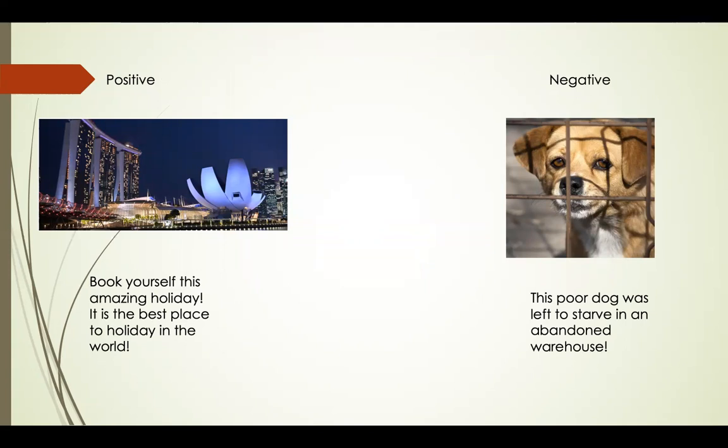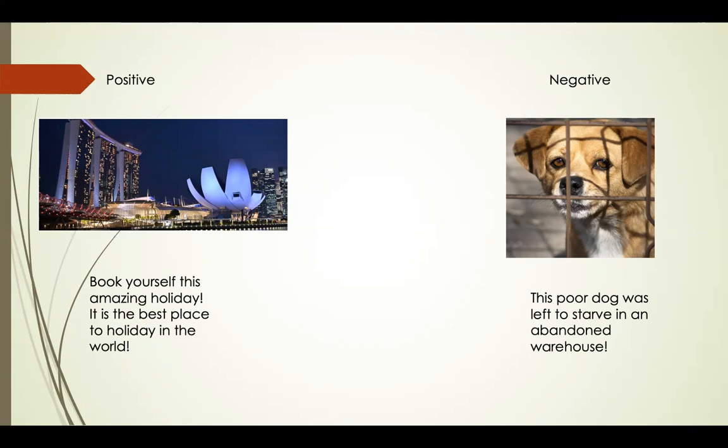So as you can see from the image, does anyone know where this image is from? If you have any good guesses, leave them in the comment section below. So below the image, it reads, "Book yourself this amazing holiday. It is the best place to holiday in the world." Now, this is an example of using emotive language in a positive way because it's using positive adjectives. It has a positive outcome.